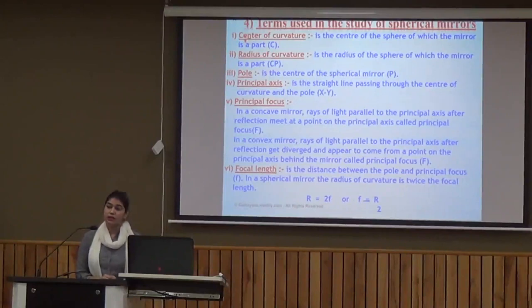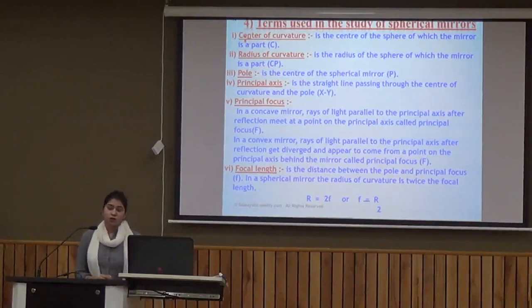Then the other one is the radius of curvature, the second point. It's the radius of the sphere of which the mirror is a part. Pole. Pole is the center of the spherical mirror. It is the center of the reflecting surface of a spherical mirror. Then we have the principal axis. The principal axis is a straight line passing through the center of curvature and the pole.